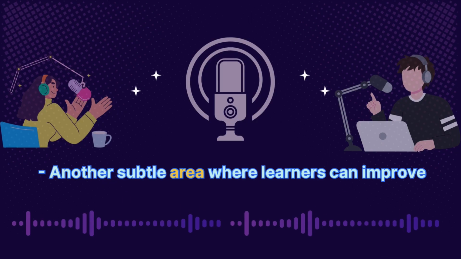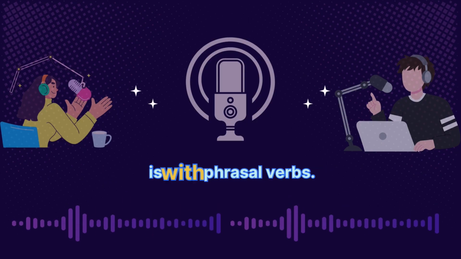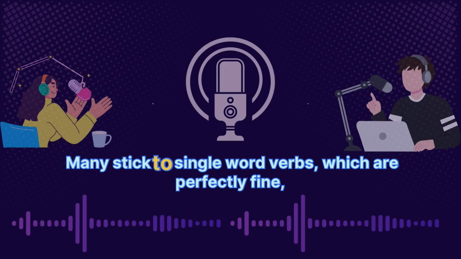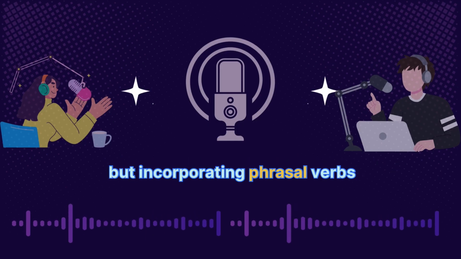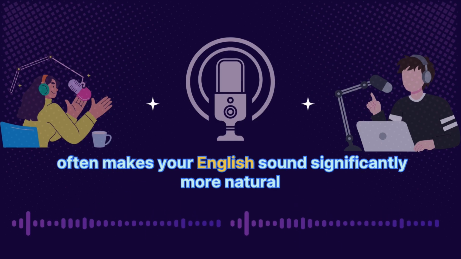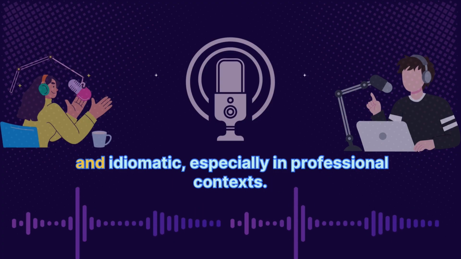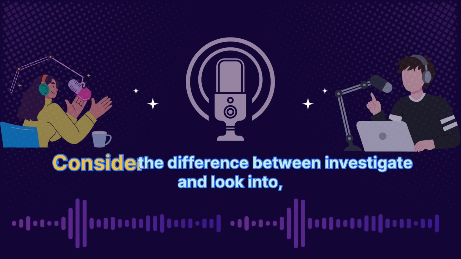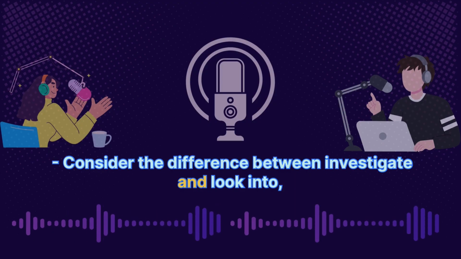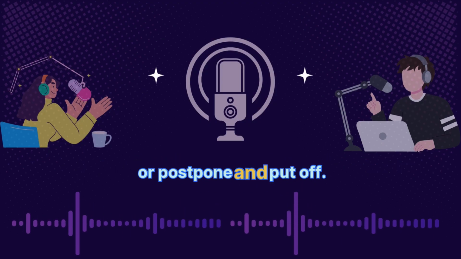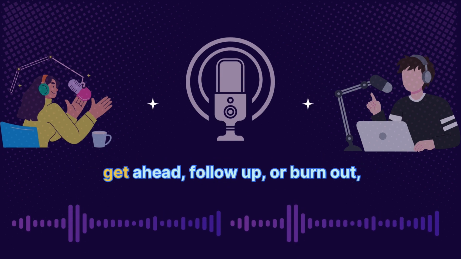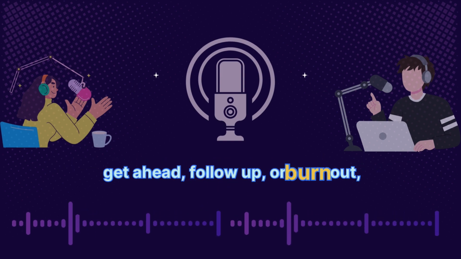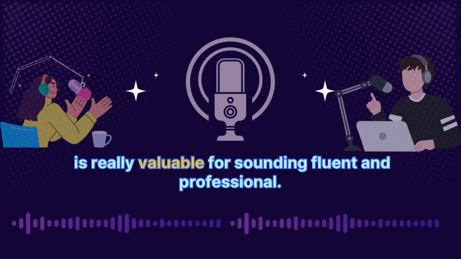Another subtle area where learners can improve is with phrasal verbs. Many stick to single-word verbs, which are perfectly fine, but incorporating phrasal verbs often makes your English sound significantly more natural and idiomatic, especially in professional contexts. Consider the difference between investigate and look into, or postpone and put off. In a workplace environment, knowing phrases like get ahead, follow up, or burn out is really valuable for sounding fluent and professional.